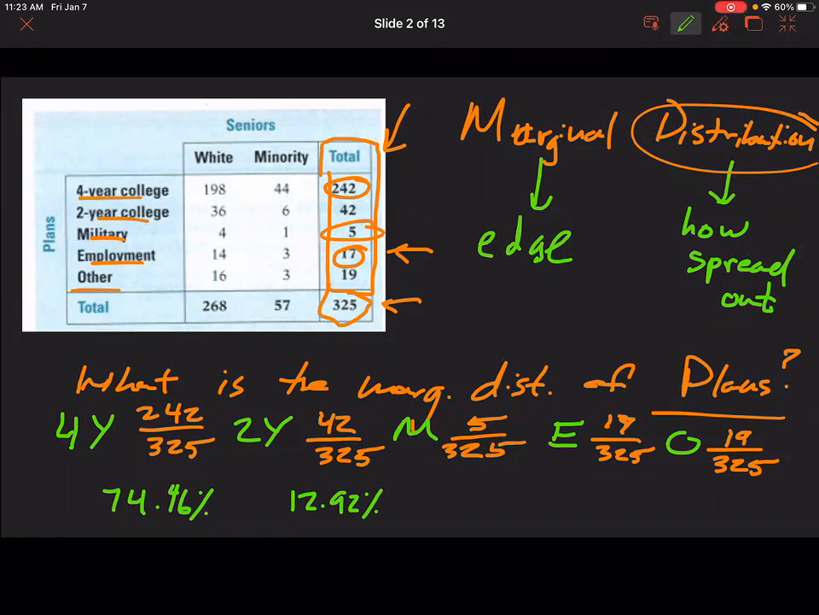And we have 5 divided by 325. We get 0.0153. So that's 1.53%. Then 17 divided by 325, we get about 5.23%. And then last one, 19 divided by 325 is about 5.84%.